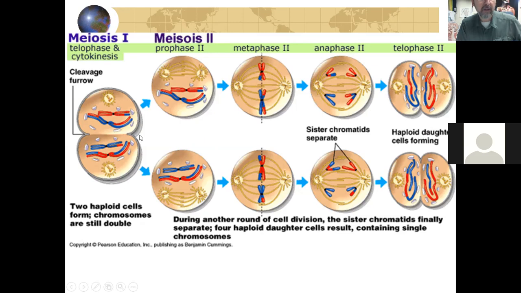Okay, this is meiosis 1 here, and this is meiosis 2. Well, anyway, it's another type of cell division needed for sexual reproduction.